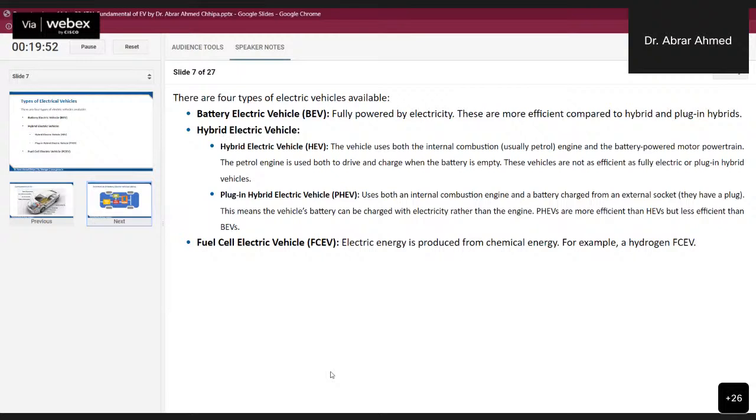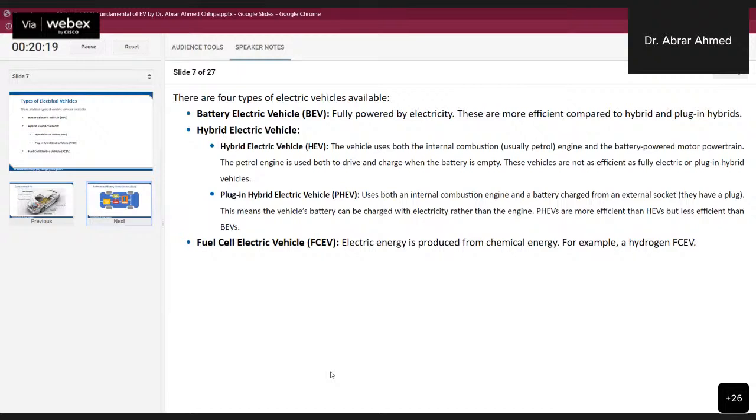And in plug-in electrical vehicles, we have a separate source. For the engine, we have the fuel tank, and for the motor drive, we have a separate battery bank, and we can charge that battery bank separately from any plug. So plug-in electrical vehicles are more efficient than hybrid electrical, but less efficient than BEVs.